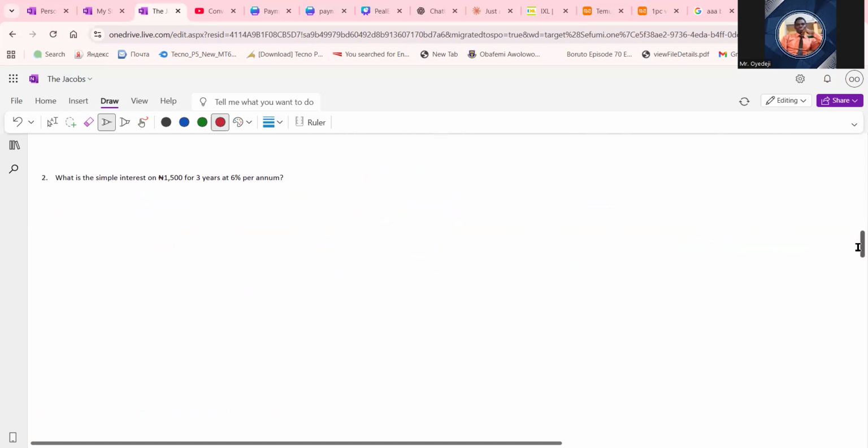Let's move on. Number 2 says, what is the simple interest on 1,500 naira for 3 years at 6% per annum? That's what our number 2 is saying.